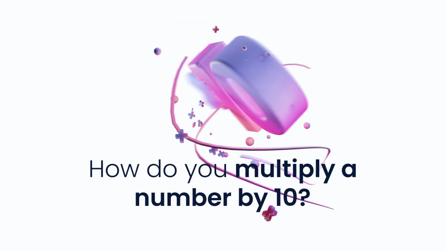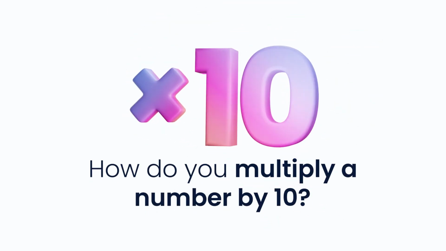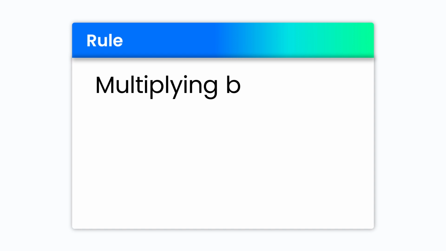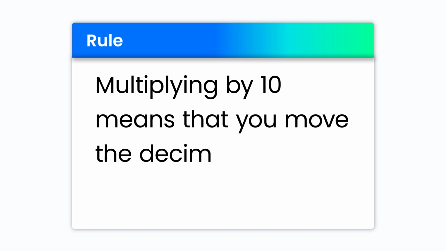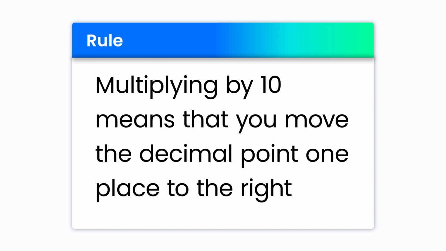How do you multiply a number by 10? To put it simply, multiplying by 10 means that you move the decimal point one place to the right. But why is this true? Because the place value system we use is a base 10 number system. So, when you multiply by 10, you start using a new place in the place value system.